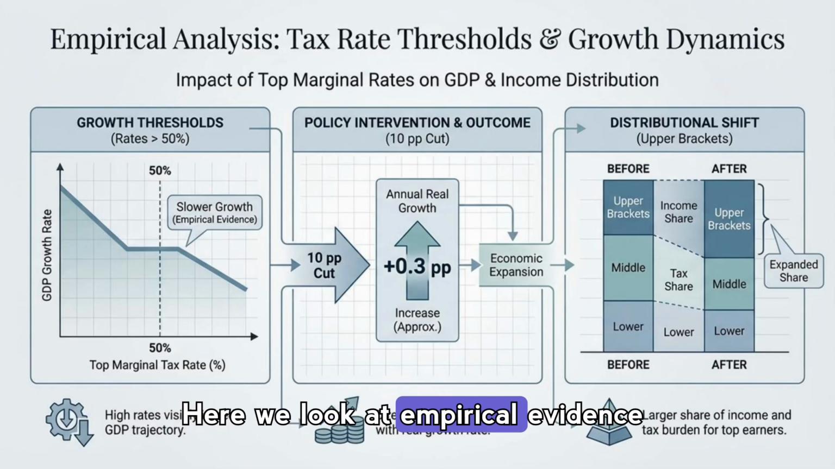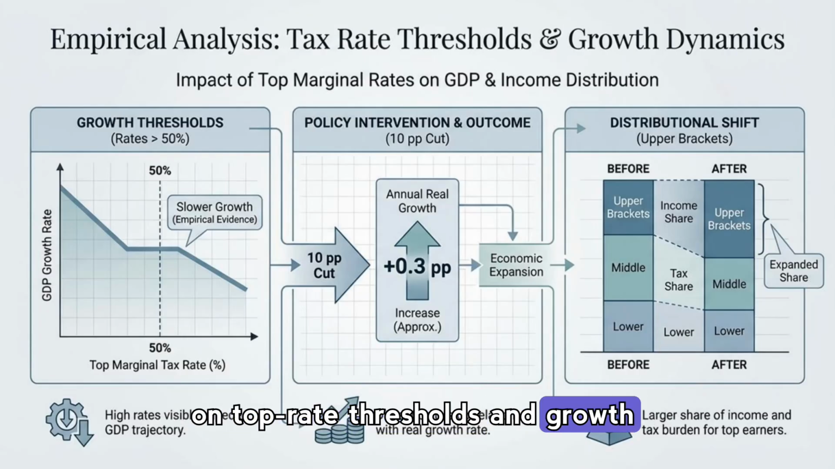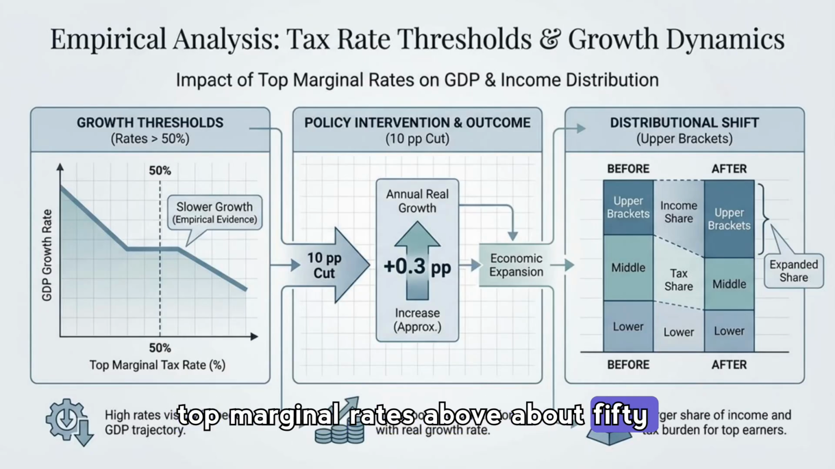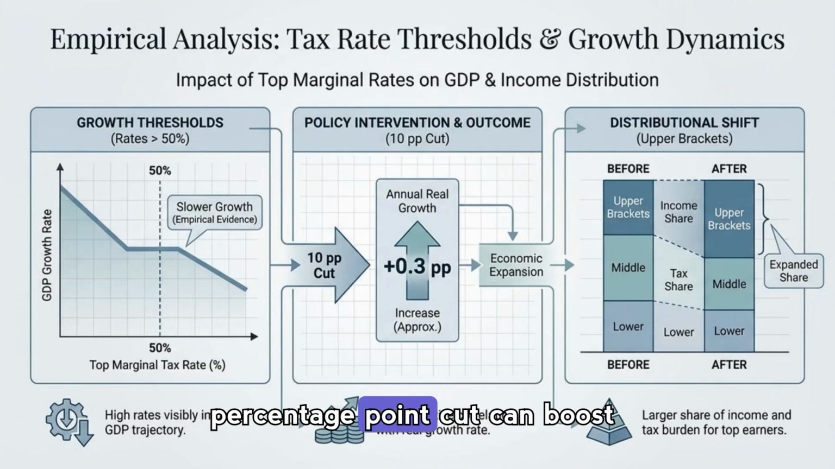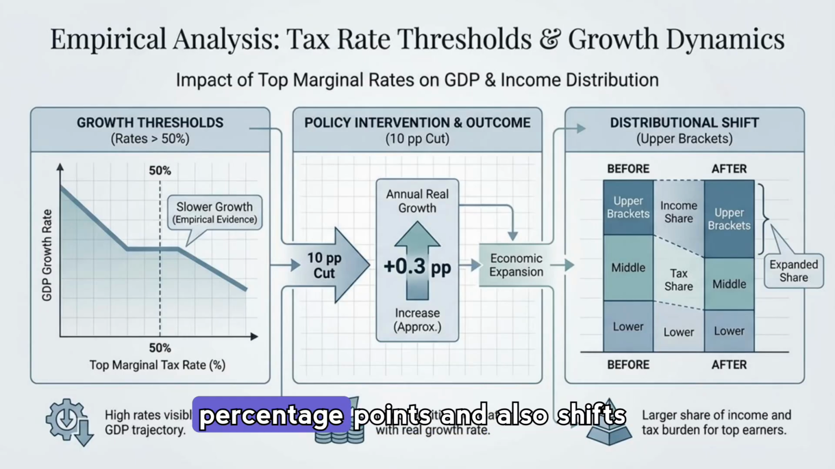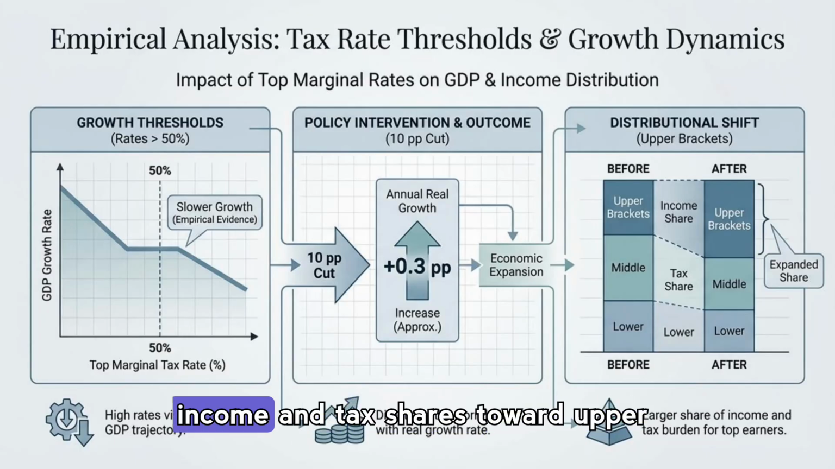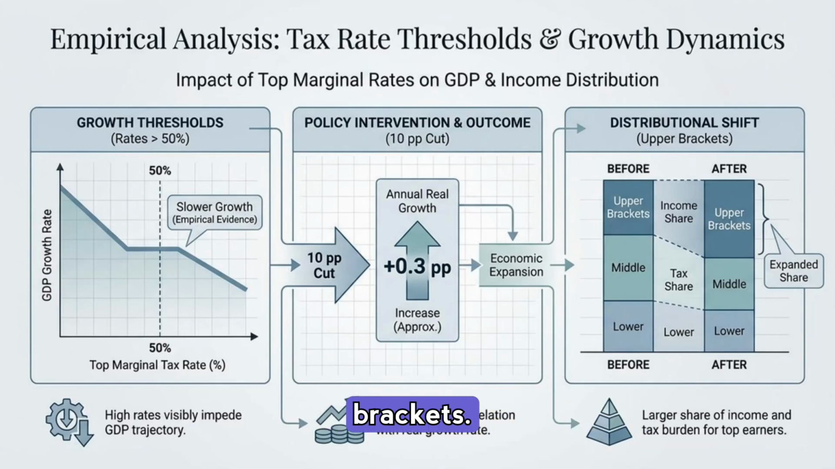Here we look at empirical evidence on top rate thresholds and growth dynamics, where the graphs suggest top marginal rates above about 50% are associated with slower GDP growth. The slide summarizes an estimated effect that a 10 percentage point cut can boost annual real growth by around 0.3 percentage points, and also shifts income and tax shares toward upper brackets.